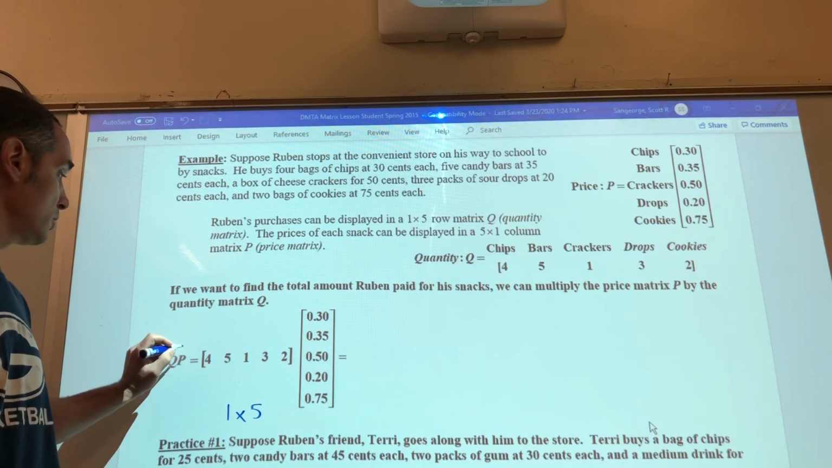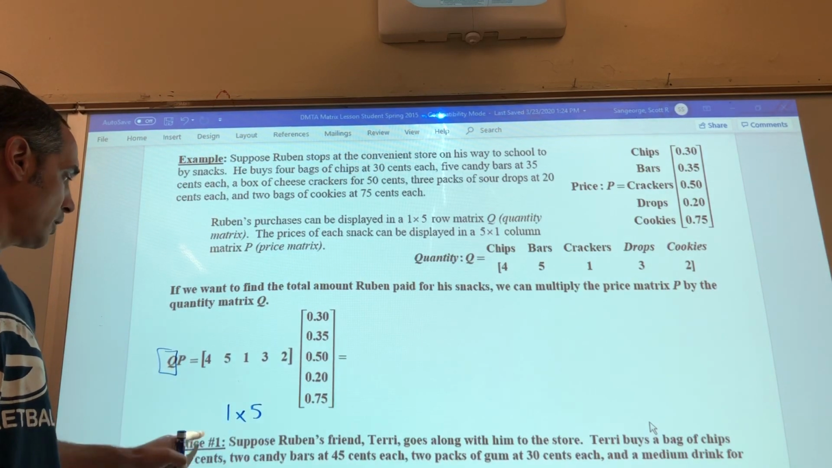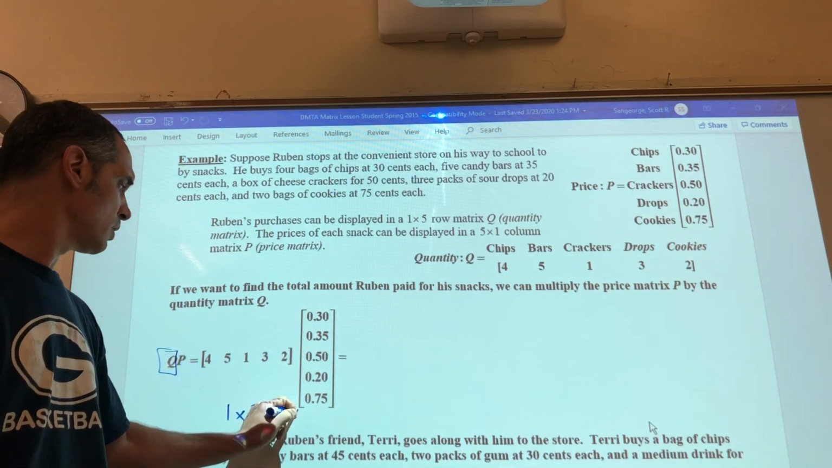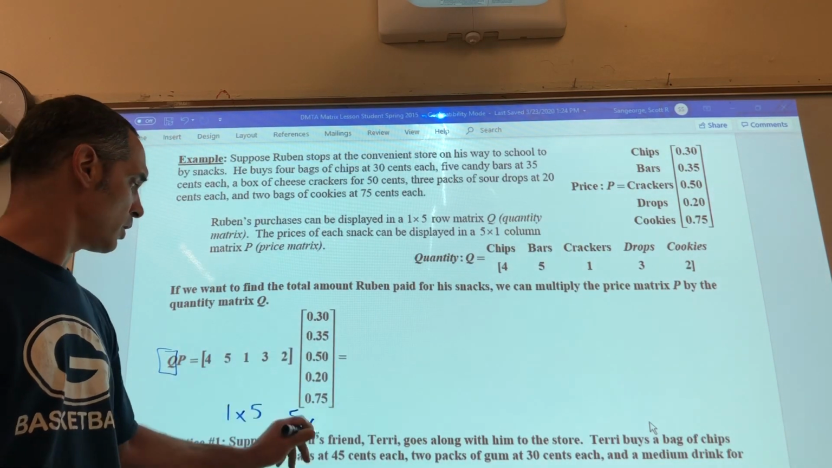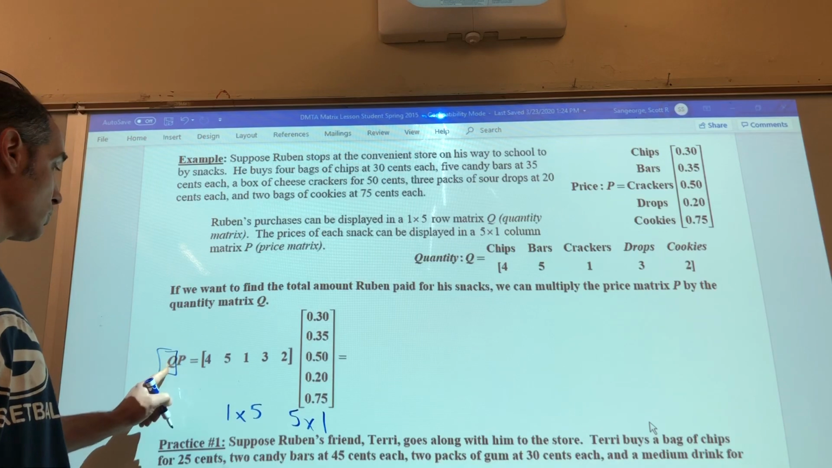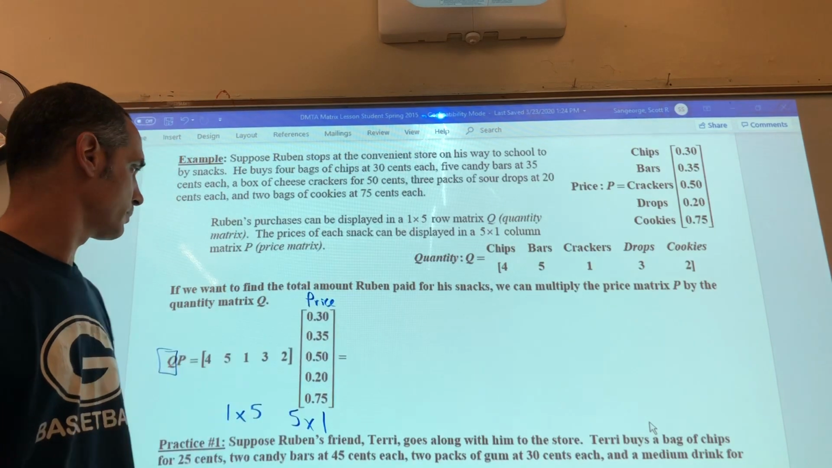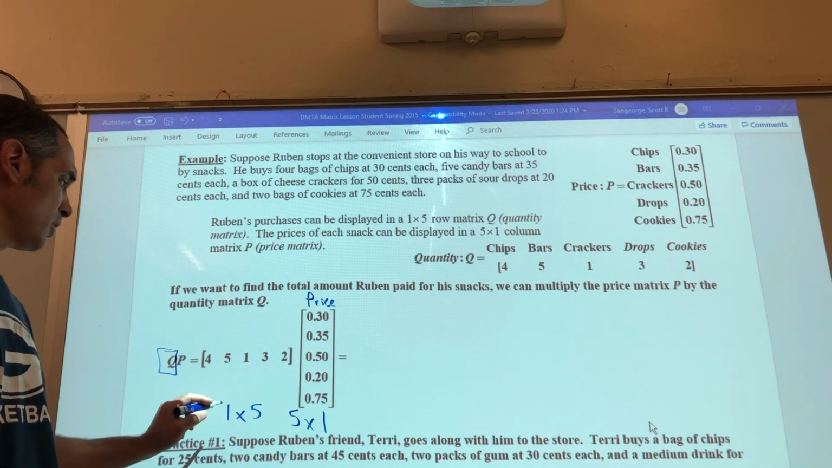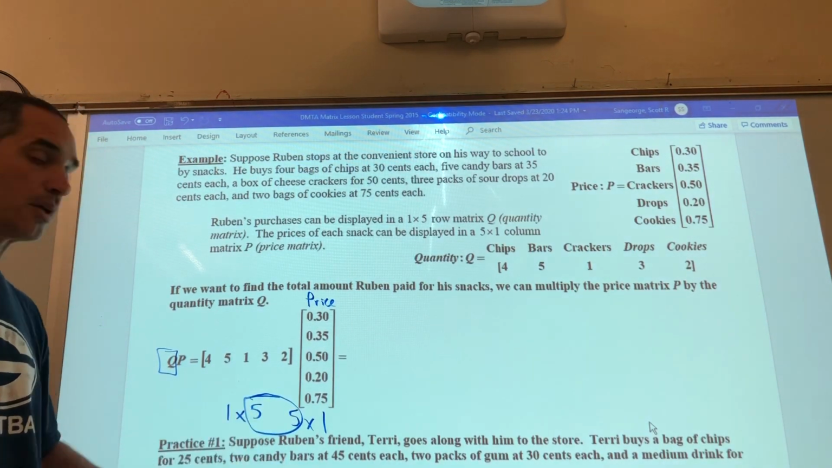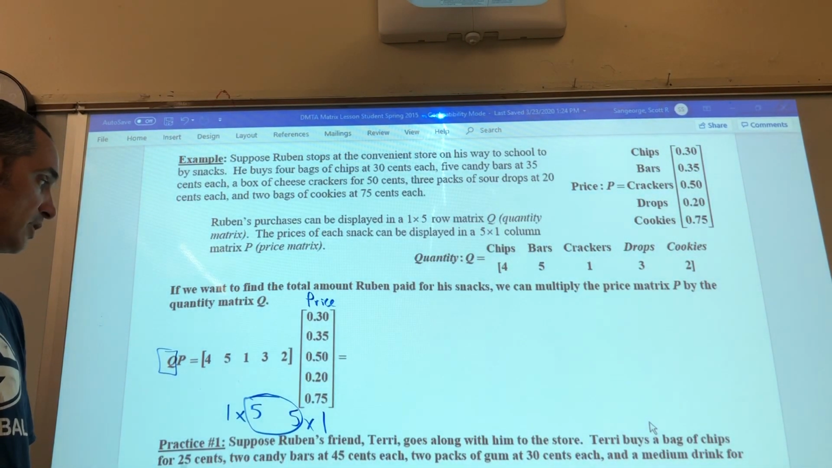This one stood for quantity. And then this matrix is 5 rows and just 1 column, 5 by 1, and this was price. What we're going to do is multiply these two together, and we know that we can multiply them because these two inside numbers match. If the columns of the first match the rows of the second, then we can perform matrix multiplication.